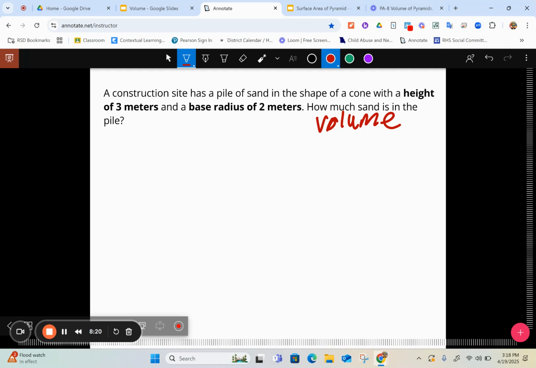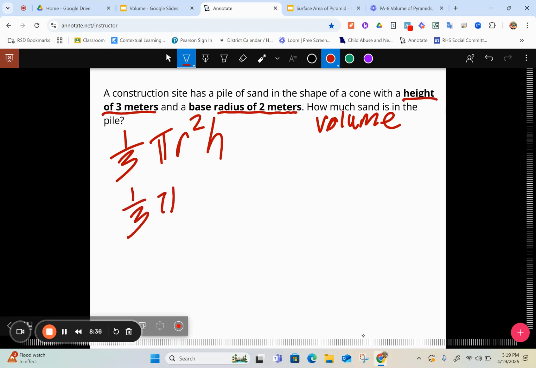Okay, so the volume of this would be, since it's a cone, 1/3 pi r squared h. We're told the radius is 2. We're told the height is 3. So 1/3 pi 2 squared times 3. So this turns out to be 4 pi. That's in terms of pi.